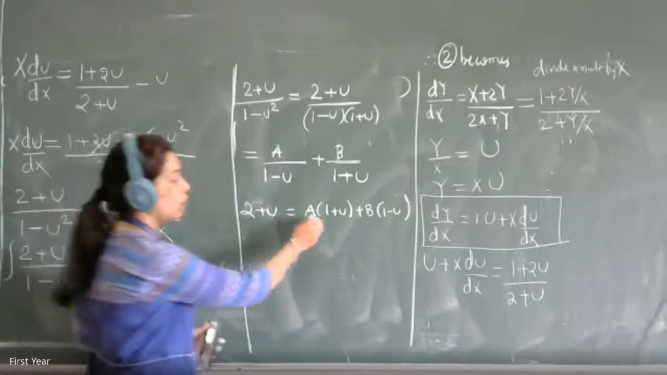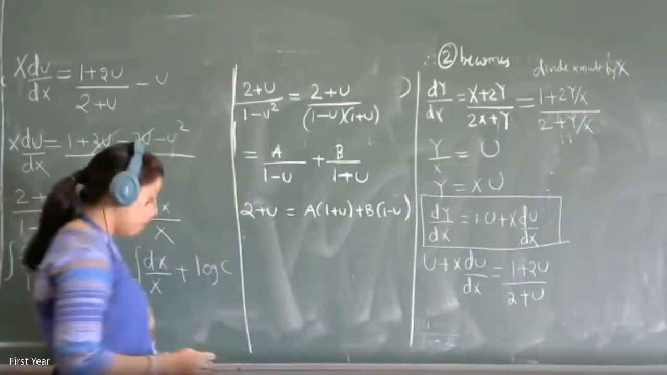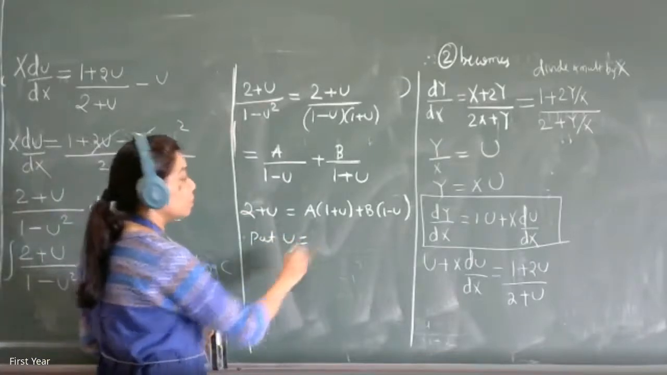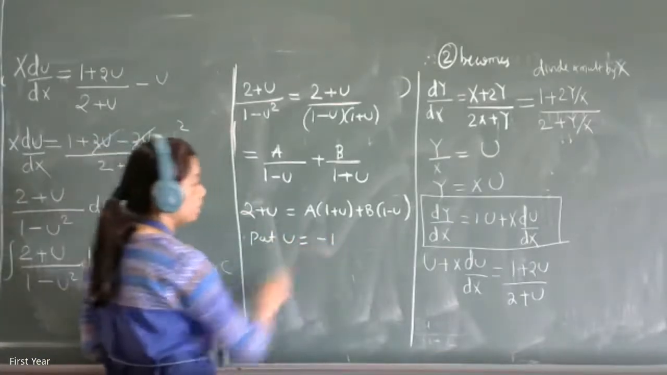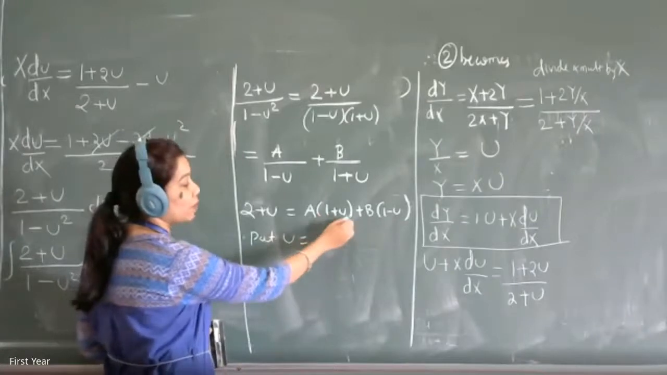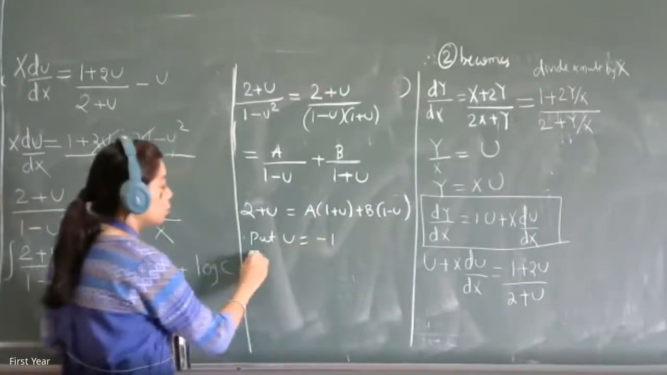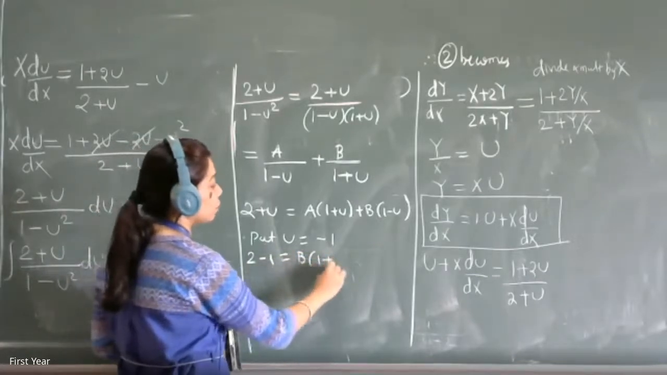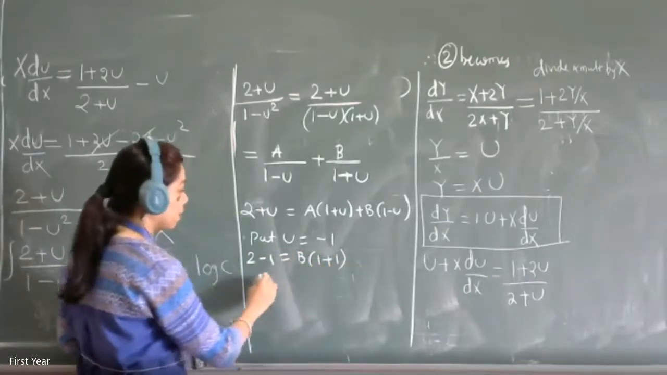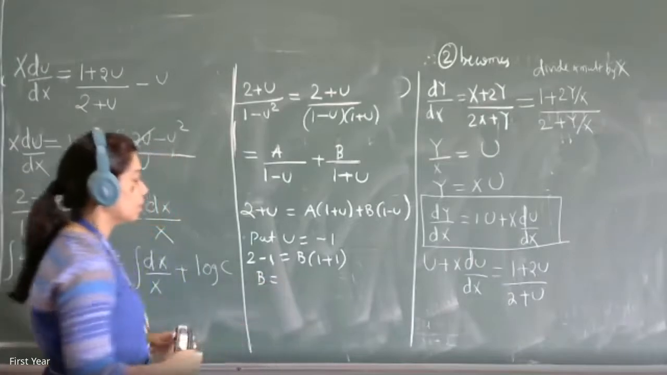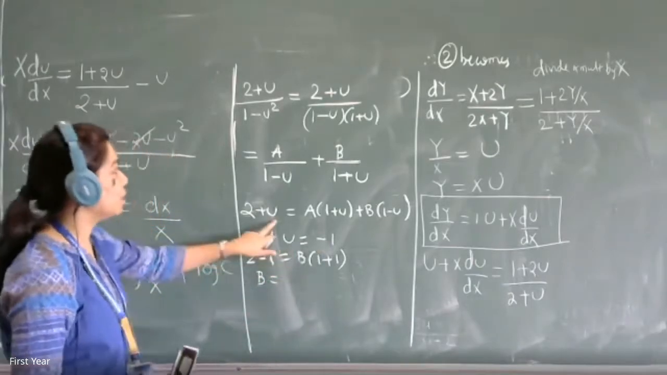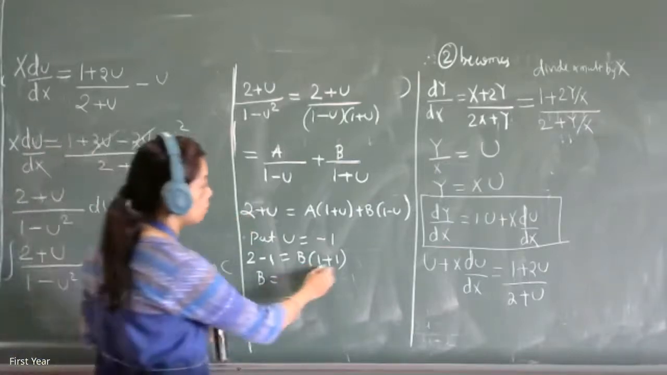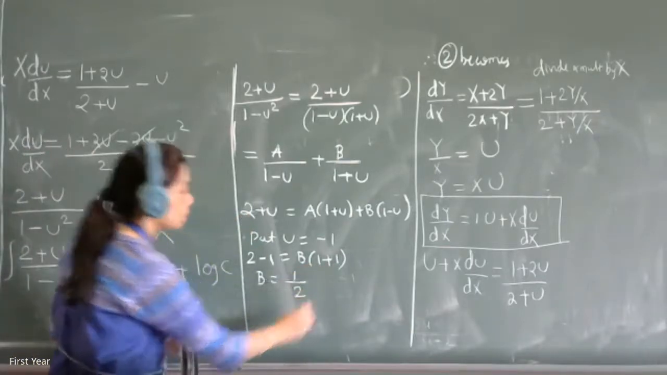So here I have to find the values of a and b. Put u is equal to minus 1. A will go, since 1 plus u becomes 0. So 2 minus 1 is equal to b into 1 minus of minus 1. So what is the value of b? I substitute u is equal to minus 1. So this is 2 minus 1 is 1 and this is 1 plus 1 is 2. So b is 1 by 2.